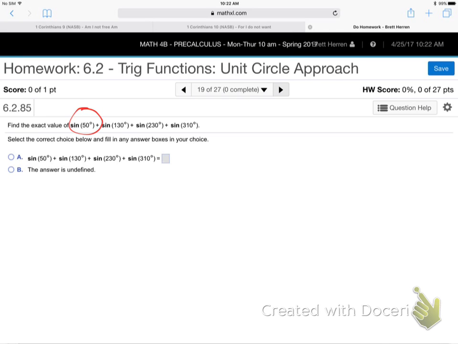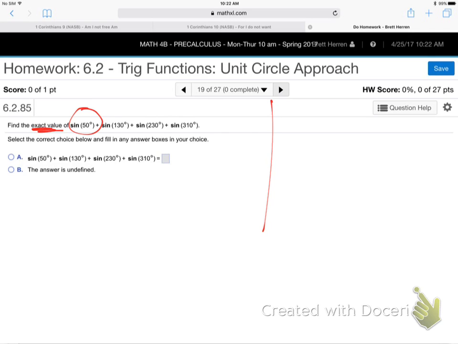Because 50 is not a nice place. It's not a memorized value. Right? Yeah, you guys with me? 50 is not one of my memorized locations. And they're saying, where do they say it? Exact value, which means no decimals, no calculator.